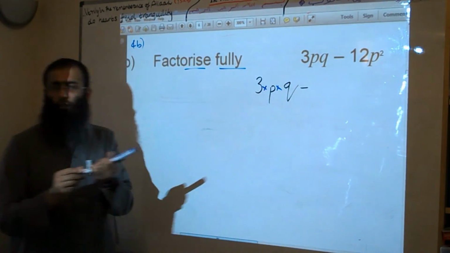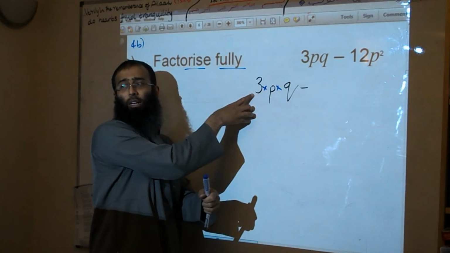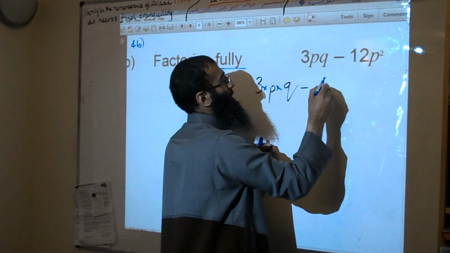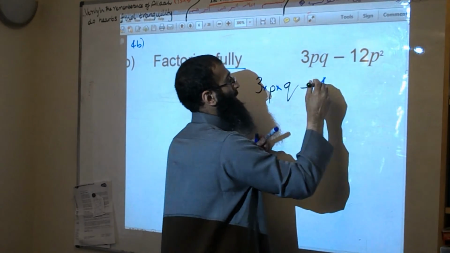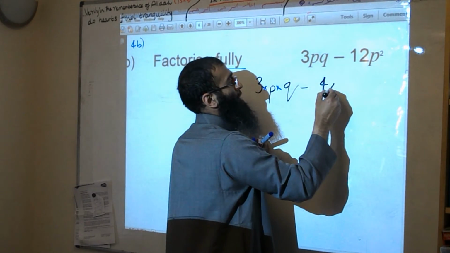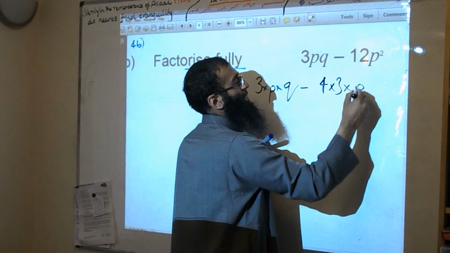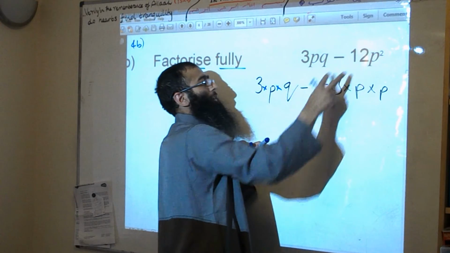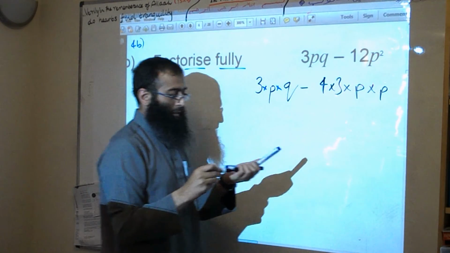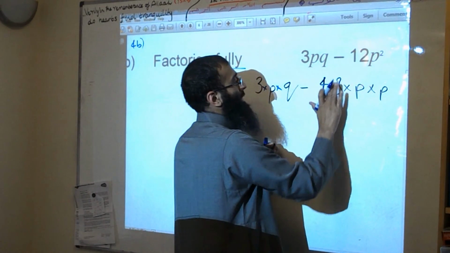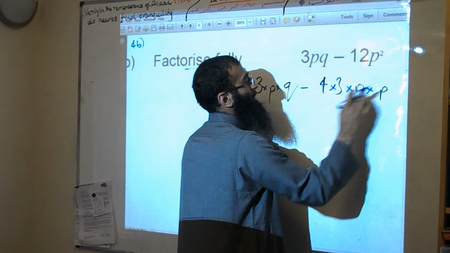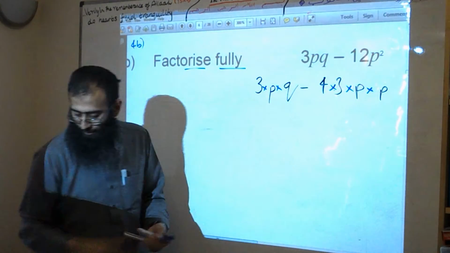Now 12. What will the 12 split up into? Taking into consideration we have 3 here. 4, 3, p, p. Good. 4 times by 3 times by p times by p. P squared is p times by p. 12 is 4 times by 3 over here. Okay, right. And let's keep the theme running the same. The multipliers are in blue, so they show a bit more clearly in the video.